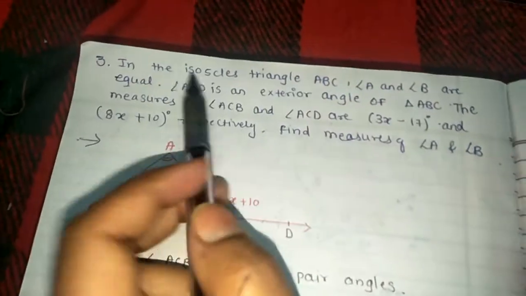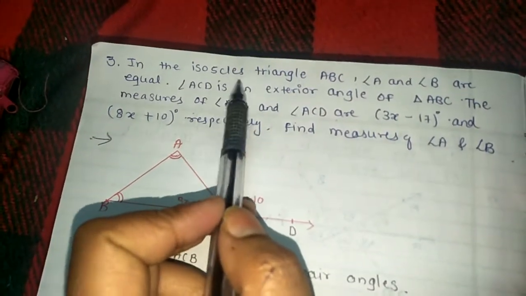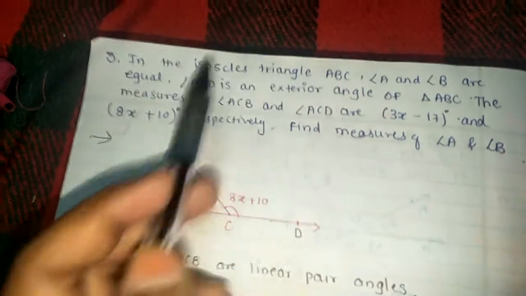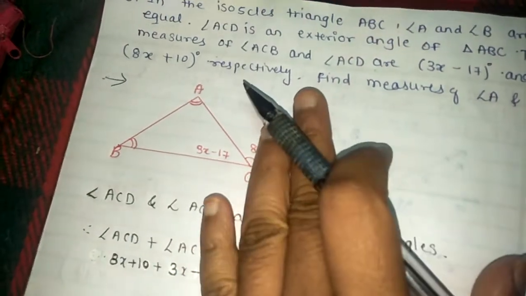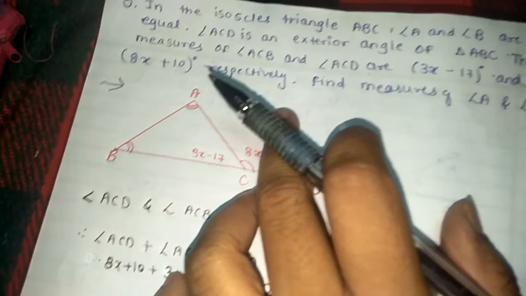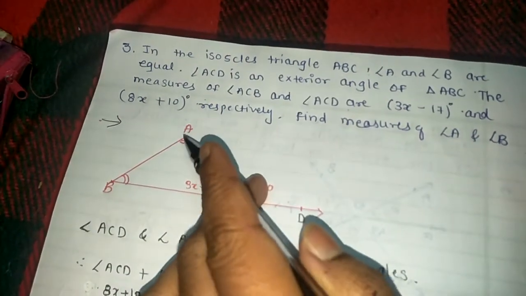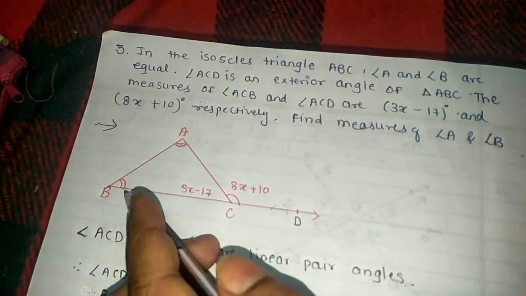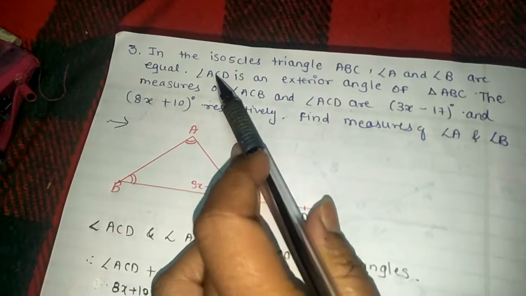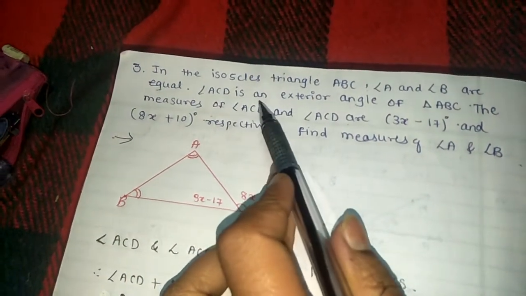Now see here what they are saying. In isosceles triangle ABC, it means triangle ABC is given, so we draw the triangle ABC. After that they are saying angle A is equal to angle B, so with the sign we show that angle A is equal to angle B. Then they are saying angle ACD is an exterior angle.